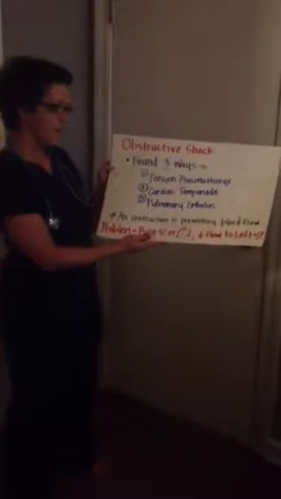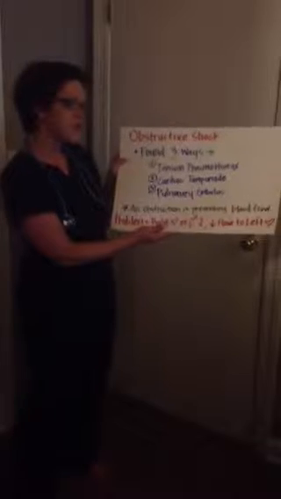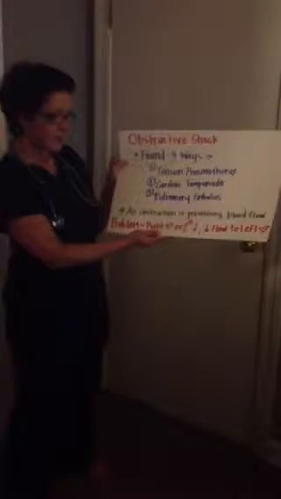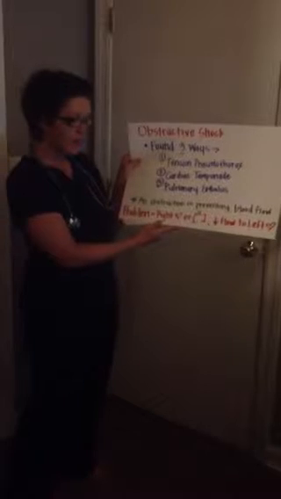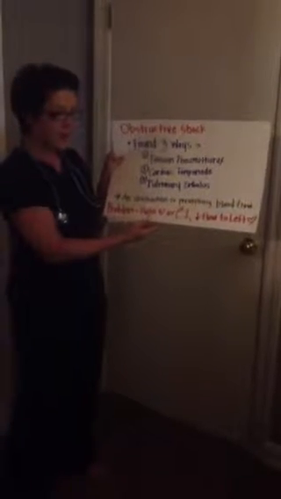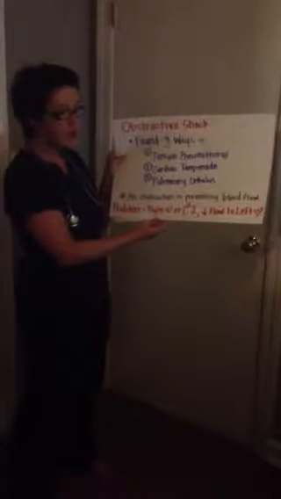The final type of shock that I will be discussing is obstructive shock. This can be found three ways: tension pneumothorax, cardiac tamponade, or pulmonary embolus. This is basically an obstruction which is preventing adequate blood flow. The problem can be found in the right heart or the lungs, and this will be seen by a decreased flow to the left heart.